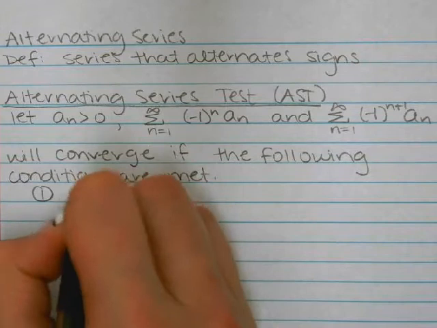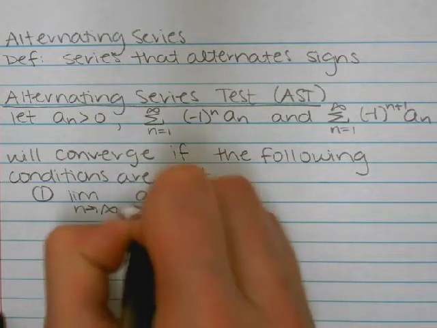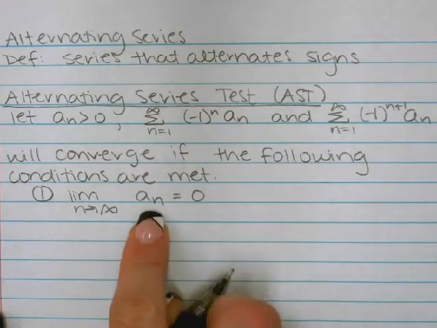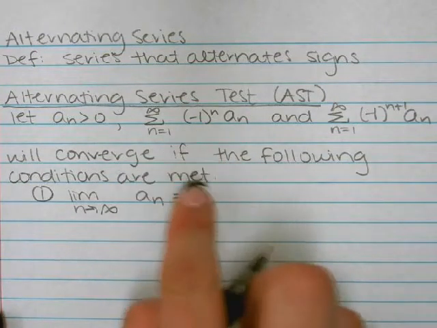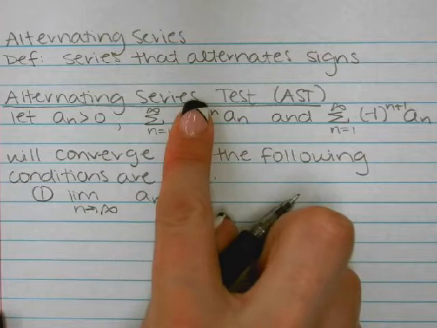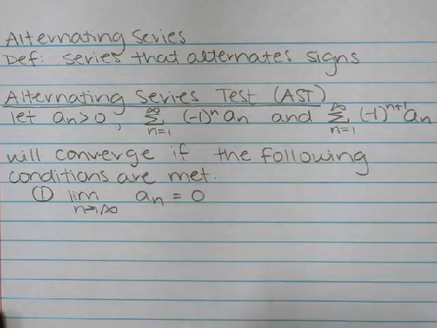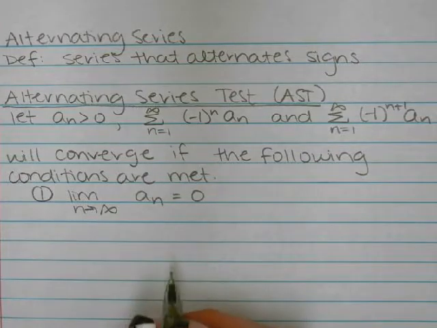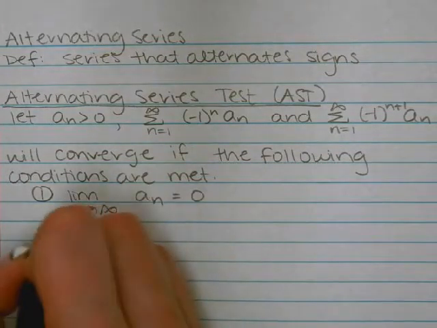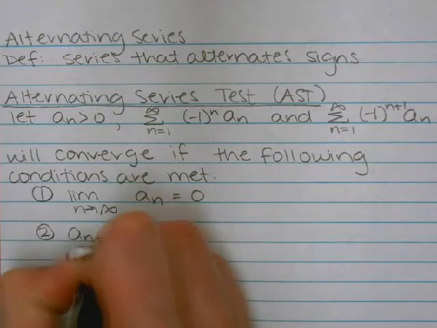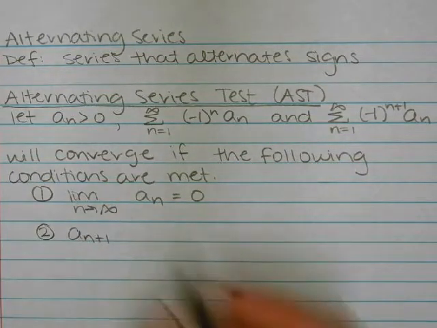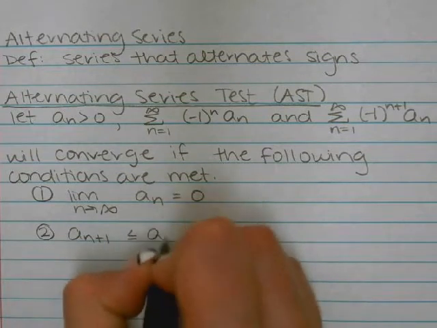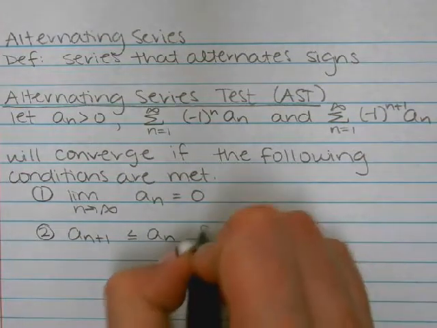So first, the limit as n goes to infinity of the series has to equal 0. So when we do this part of the test, we're going to ignore the alternating signs. We're just going to look at the series itself. So it has to have a limit as n goes to infinity of 0. And then the other is that if you look at a sub n plus 1, that needs to be less than a sub n, for all n.